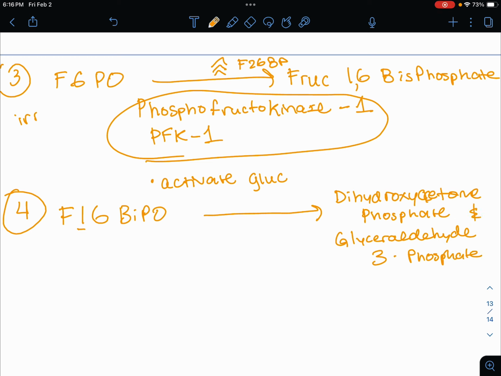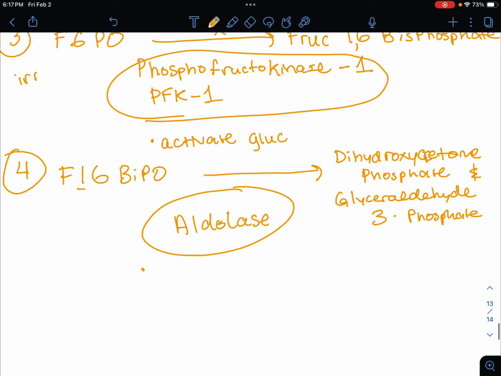It's going to make both of these, because the enzyme that we're going to be using here is going to cleave this fructose 1,6-bisphosphate. This is an aldolase. It's going to cleave it into these 2 molecules, dihydroxyacetone phosphate and glyceraldehyde 3-phosphate. The purpose, again, of this cleavage is to create these 3 carbon high-energy molecules.